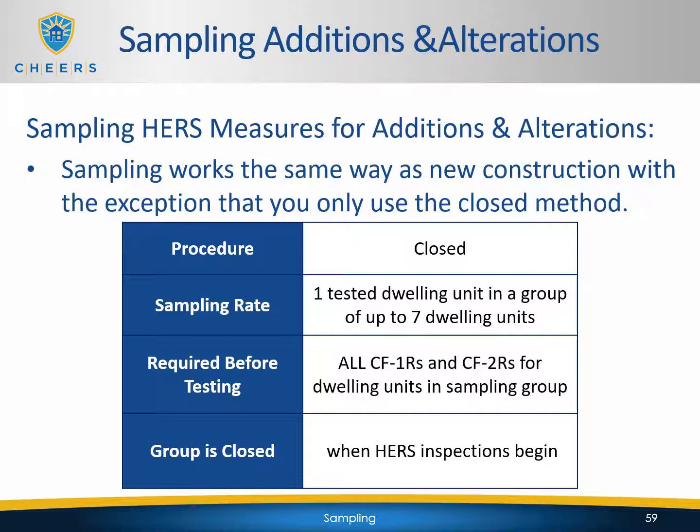Sampling for additions and alteration works the same way as new construction, with the only exception that you only use the closed method. So if you remember when we talked about sampling in new construction, you have the 1 in 5 open method, 1 in 7 closed method. In additions and alterations, all you have is the 1 in 7 method.